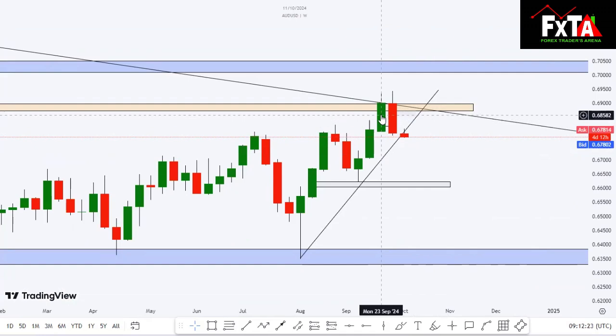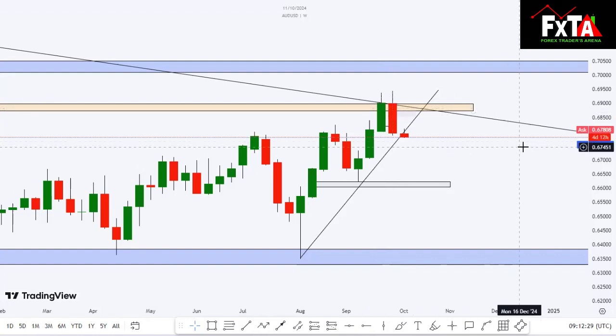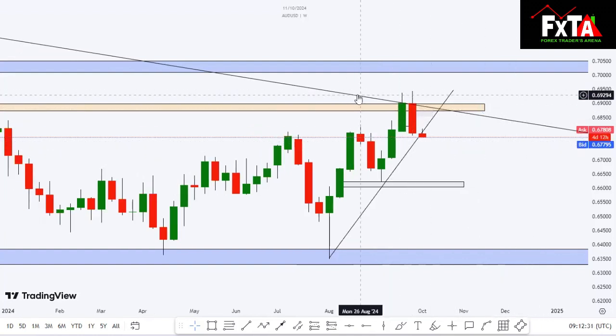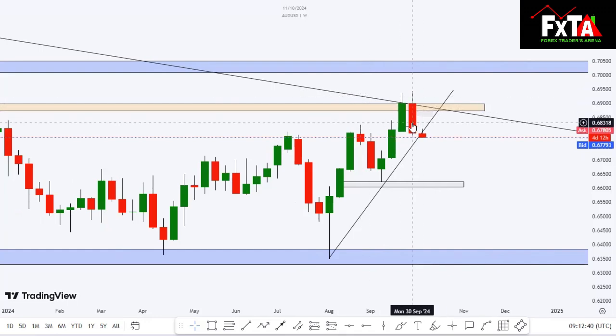So everything is telling us that we should be looking for sales. Like you can see, price is bouncing off a monthly resistance trend line, bouncing off a weekly resistance zone, giving us a bearish engulfing candle. Are we following? Breaking a weekly support trend line.